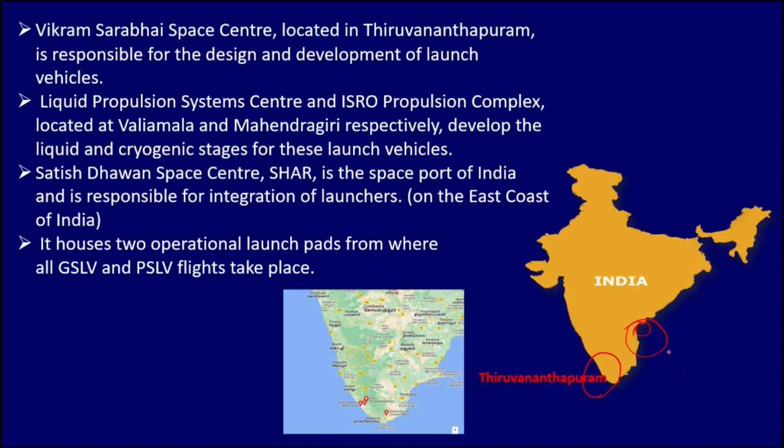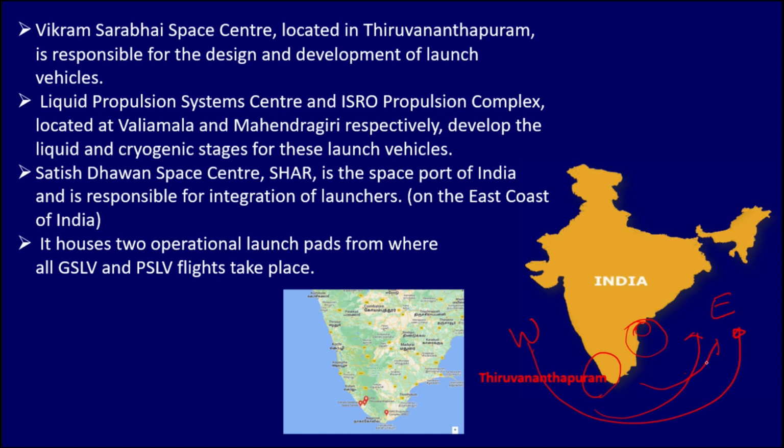We all know that the earth revolves on its own axis from west to east. So this is west and this is east. The earth moves from west to east, right? So if we want to launch a vehicle, we should launch this vehicle in this direction itself.